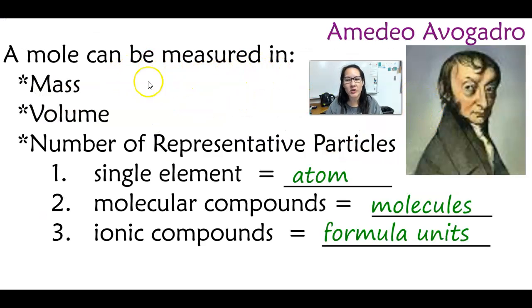A mole can be measured in mass, volume, or number of representative particles. So a single element is going to be called an atom. Molecular compounds are going to be molecules, and ionic compounds are formula units. And Avogadro is the person who came up with this number.